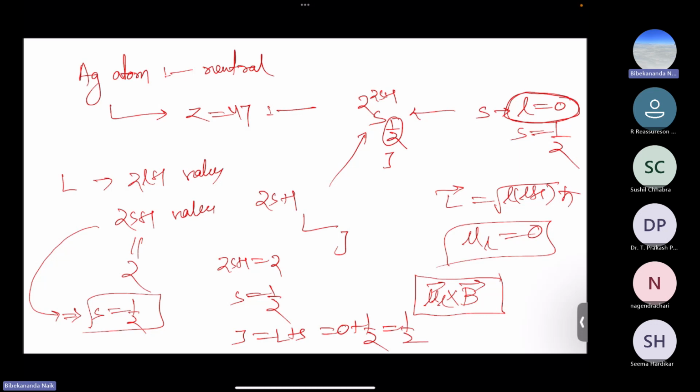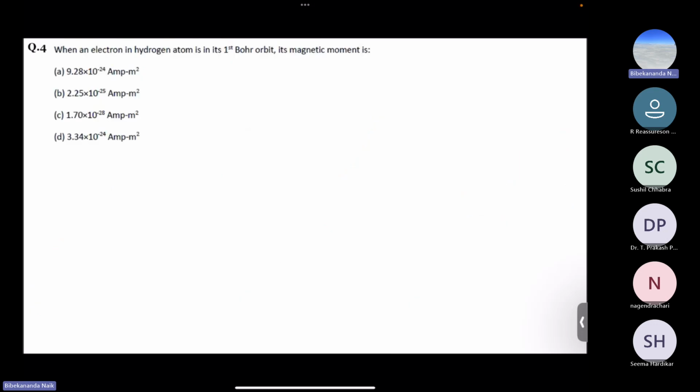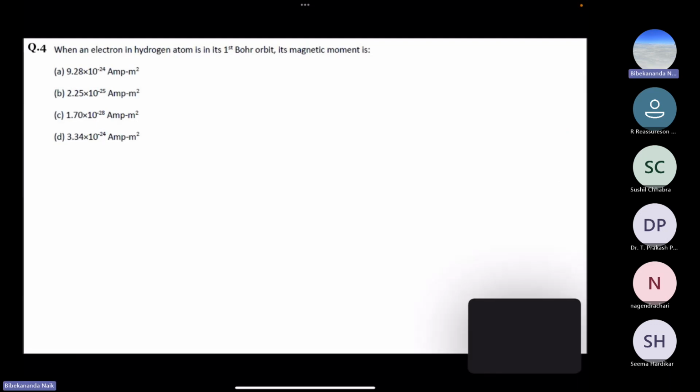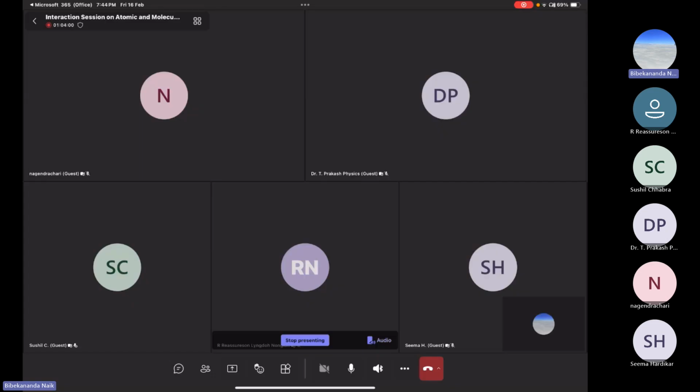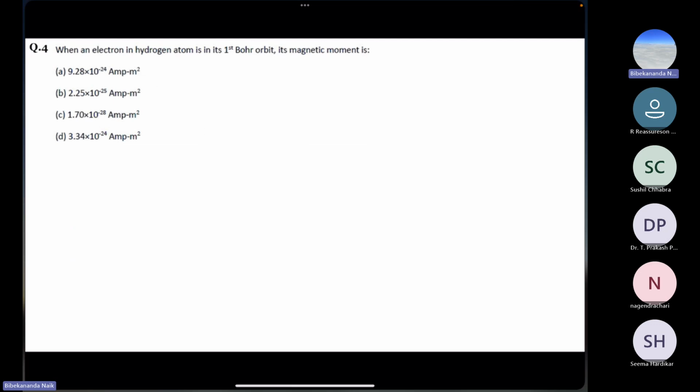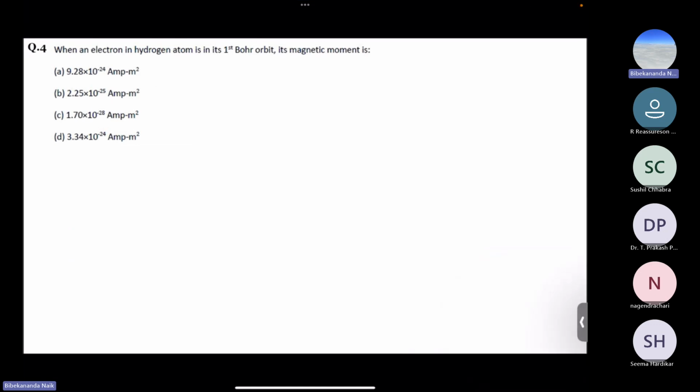Okay, so next question, question 4. This question says, when an electron in a hydrogen atom is in its first Bohr orbit, then its magnetic moment is: option A, 9.28 into 10 to the power minus 24 ampere meter square; option B, 2.25 into 10 to the power minus 25 ampere meter square; option C, 1.70 into 10 to the power minus 28 ampere meter square; or option D, 3.34 into 10 to the power minus 24 ampere meter square.